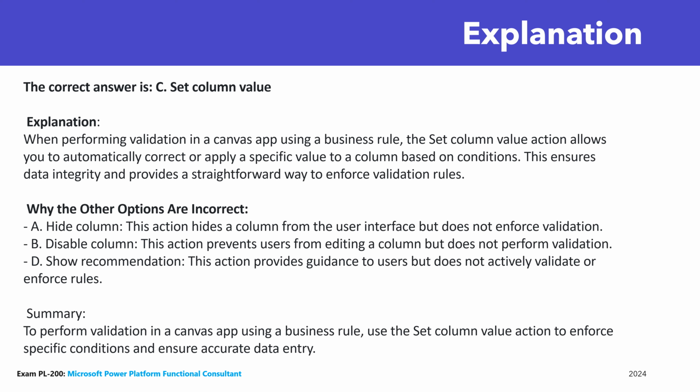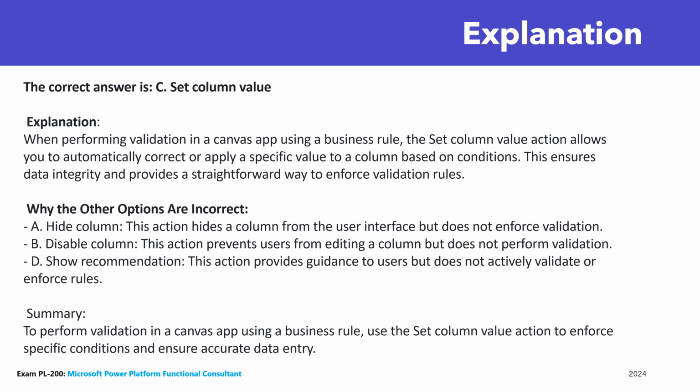Why the other options are incorrect. A. Hide column. This action hides a column from the user interface but does not enforce validation. B. Disable column. This action prevents users from editing a column but does not perform validation. D. Show recommendation. This action provides guidance to users but does not actively validate or enforce rules.